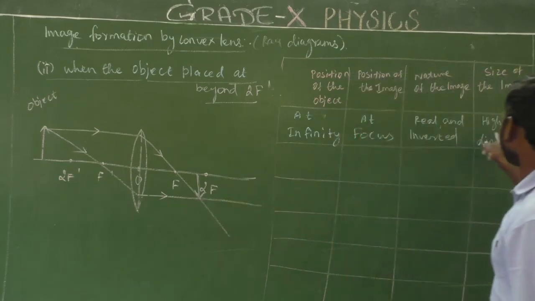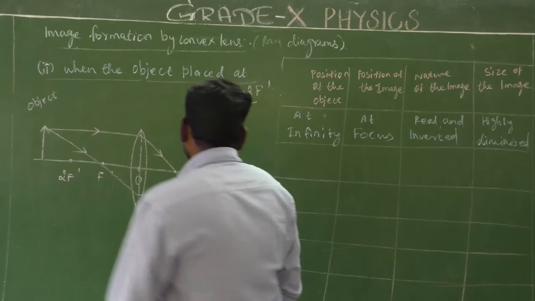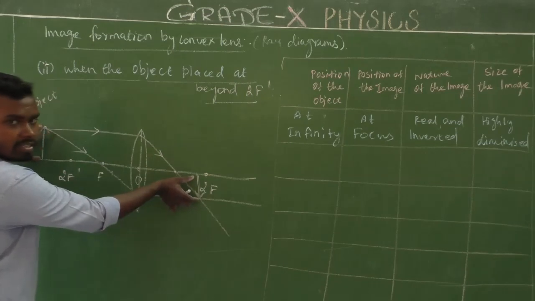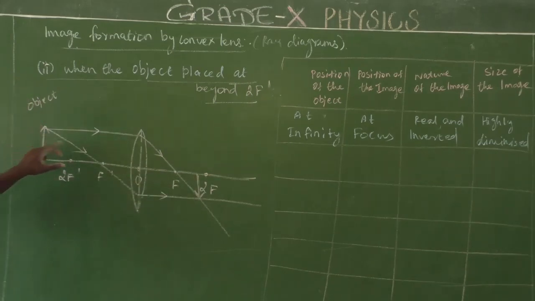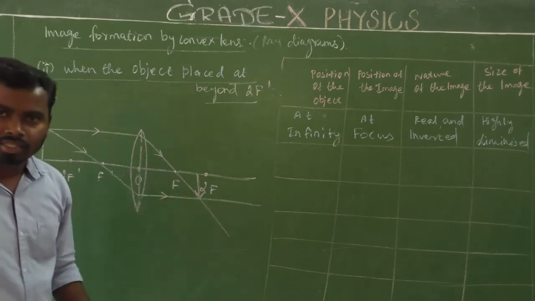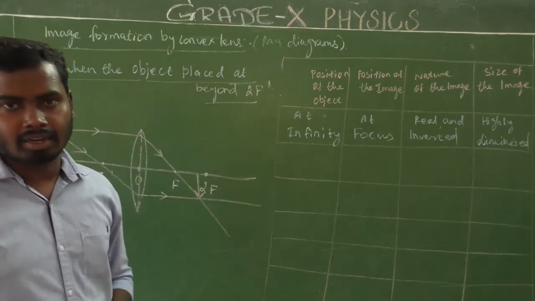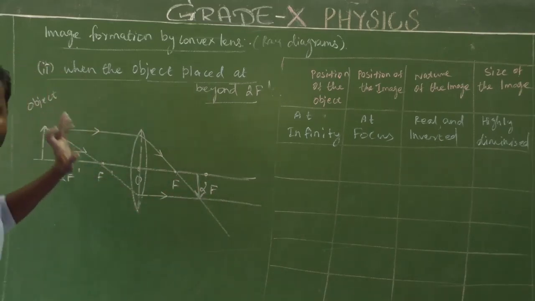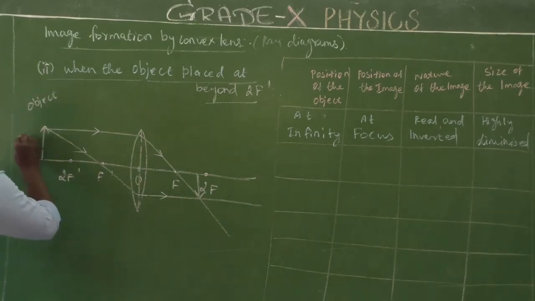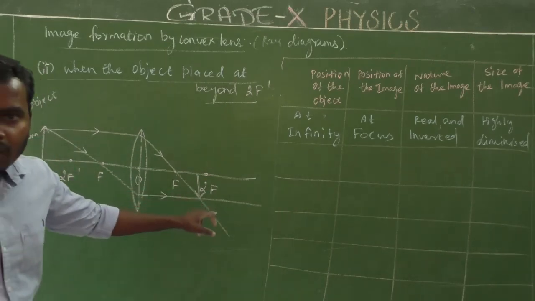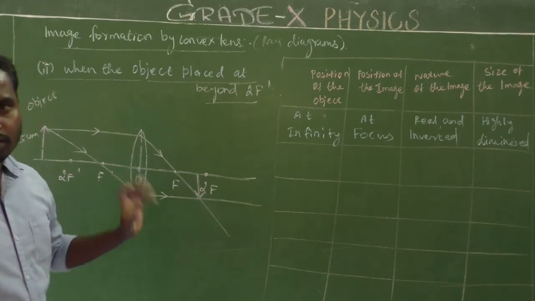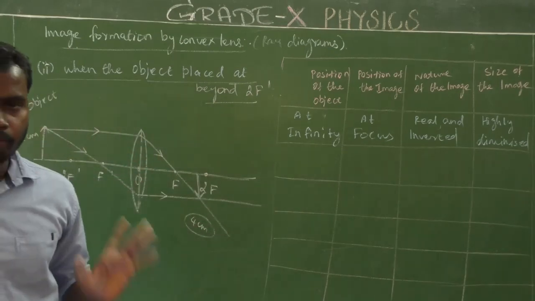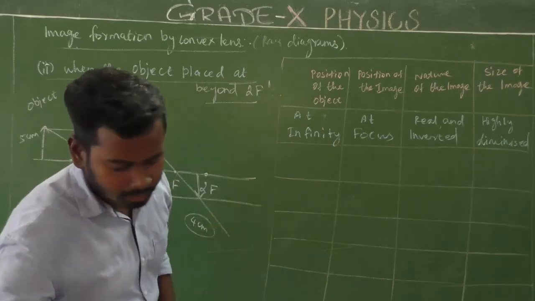Is it clear? Next one, what is the size of the image here? Look here. This is the object size, and this is the image size. Can you see this clearly? Here the size of the image is diminished, which means smaller than the size of the object. So if the size of the object is 5 centimeter, what will be the size of the image? It will be less than 5 centimeter. So it may be 4 centimeter. Is it clear? Very simple. So now fill the tabular column.